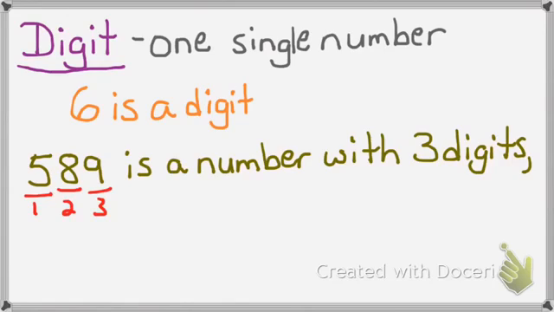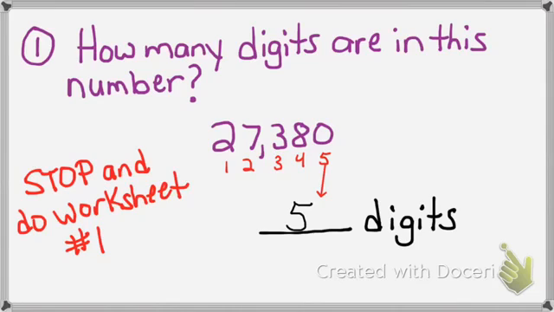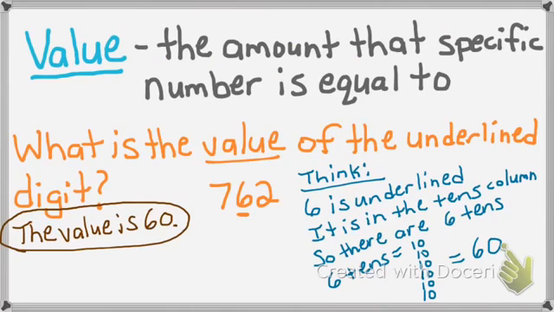So to review this lesson, a digit is one single number. 6 is a digit. 589 is a number with 3 digits, 5, 8, and 9. Therefore, if I want to know how many digits are in a number, I need to count each single individual digit. In this case, there are 5. Value is the amount that a specific number is equal to.